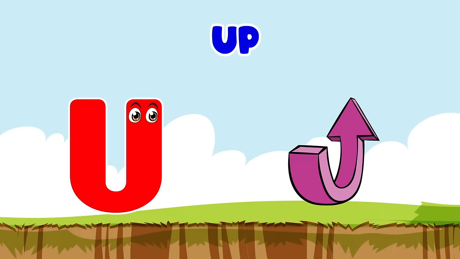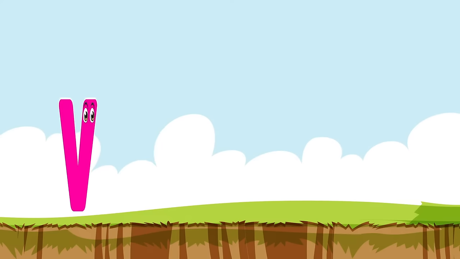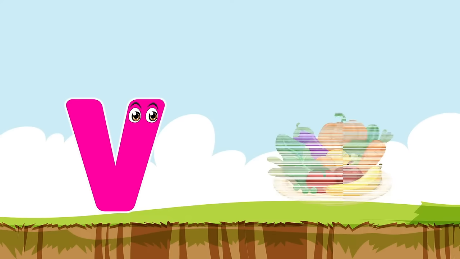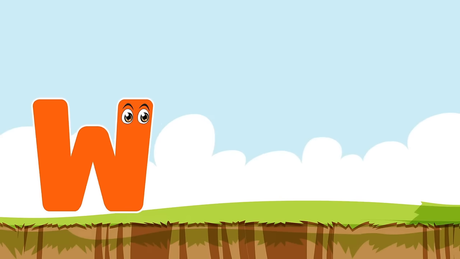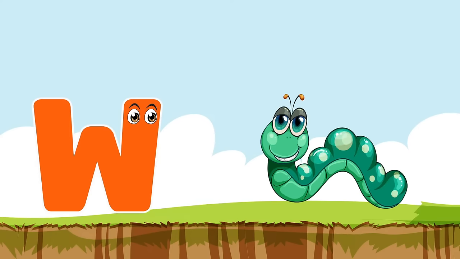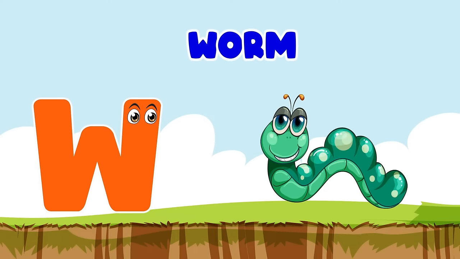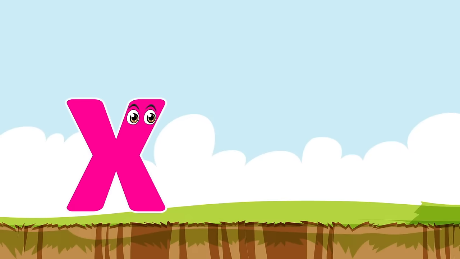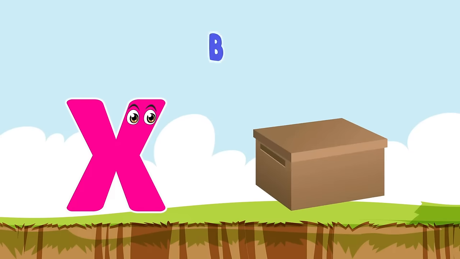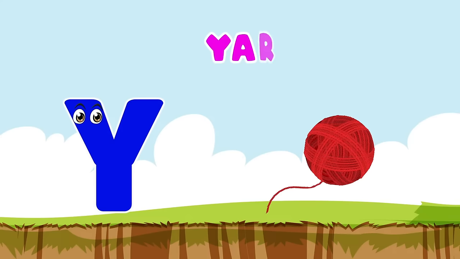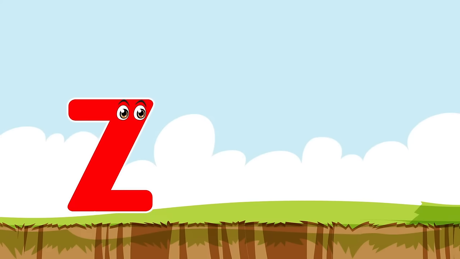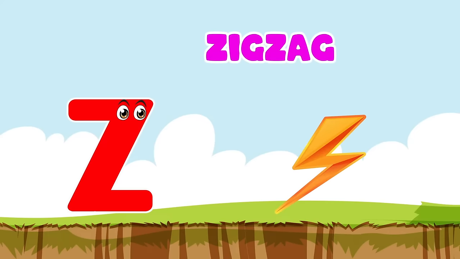U for up. V for vegetable. W for worm. X for box. Y for yarn. Z for zigzag.